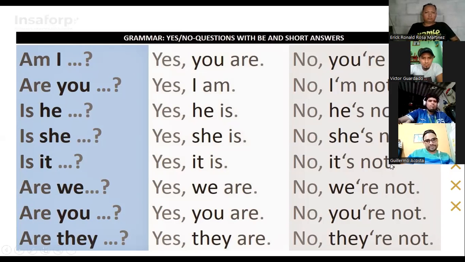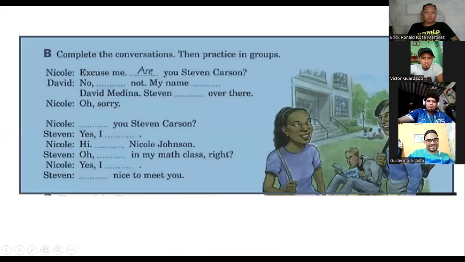También. Okay. Aquí hay otra conversación. There's another conversation. You're going to help me to complete with the verb to be form. La forma correcta del verbo to be. Veamos.